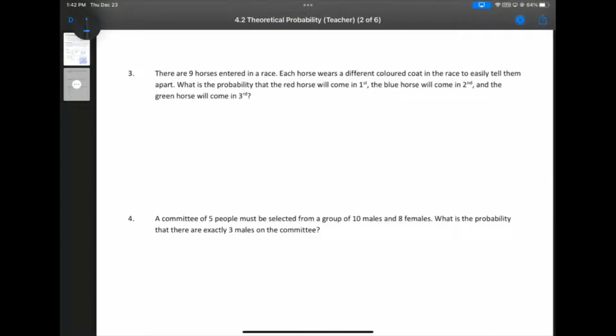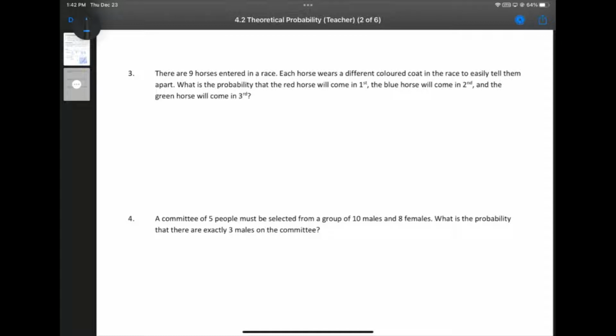All right, question 3. There are 9 horses entered in a race. Each horse wears a different colored coat in the race that can easily tell them apart. What is the probability that the red horse will come in first, the blue horse will come in second, and the green horse will come in third?